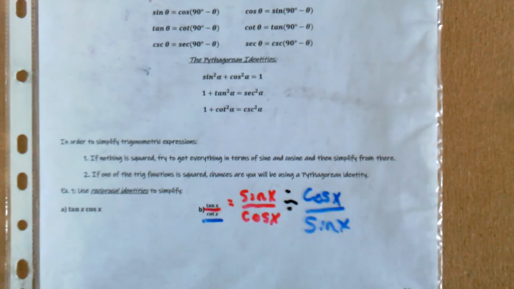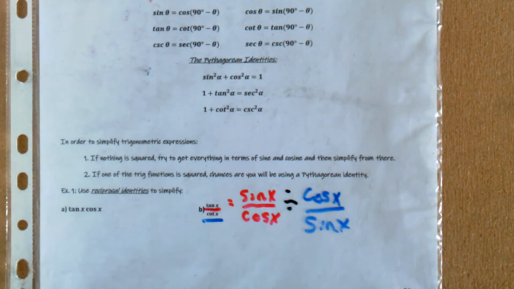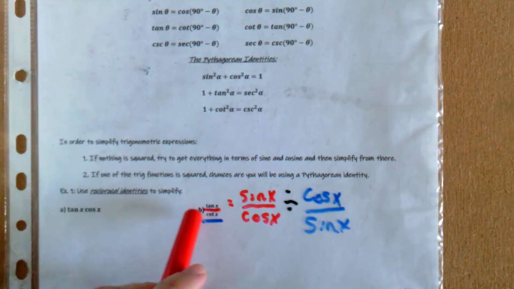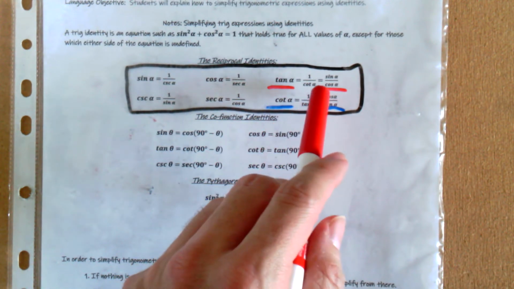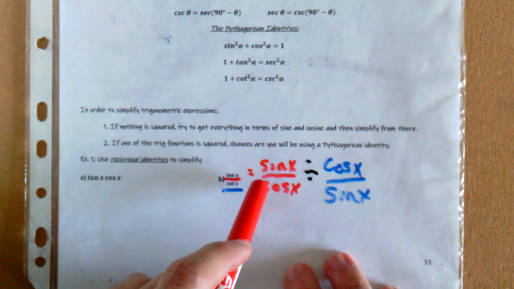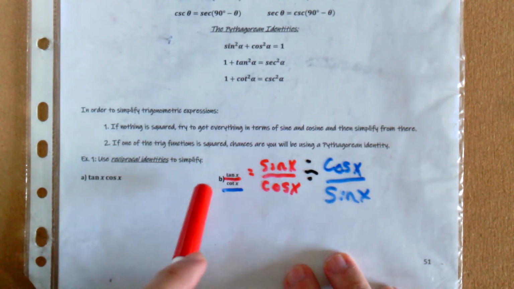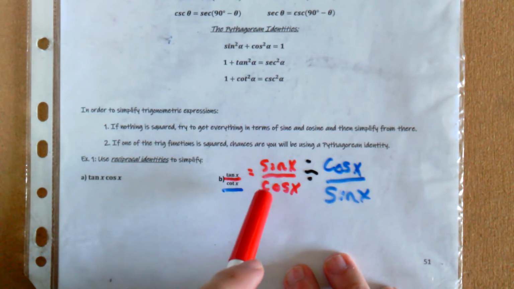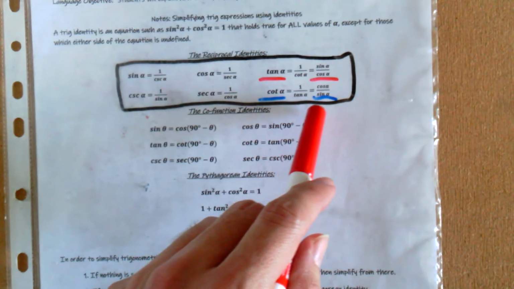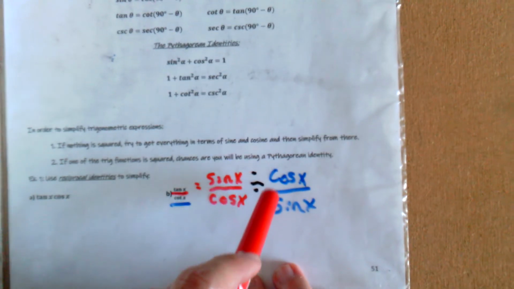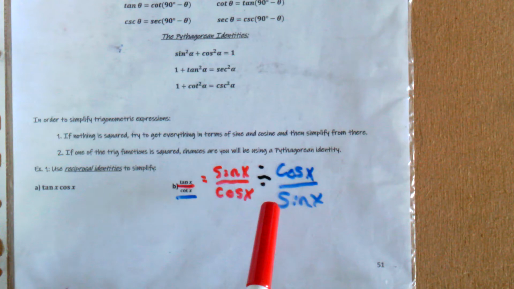Okay. So just to review what I did, I took tangent, changed it to sine over cosine, since tangent is defined as sine divided by cosine. And then I divided sine over cosine by cotangent. Cotangent is defined as cosine over sine. Okay, so now we rewrote this division problem as this kind of division problem. So sine over cosine divided by cosine over sine.